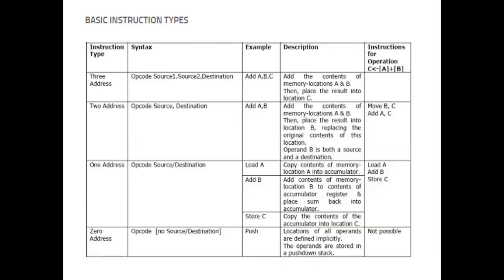Next, the fourth one, input output transfer. So data transfer from input to output devices, or memory to output devices, or input devices to memory.